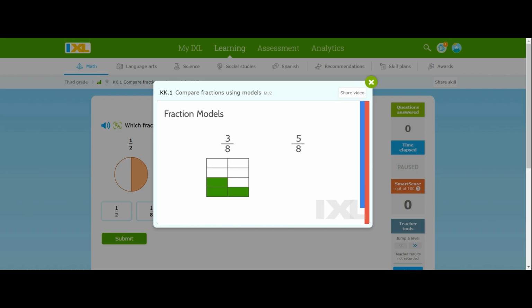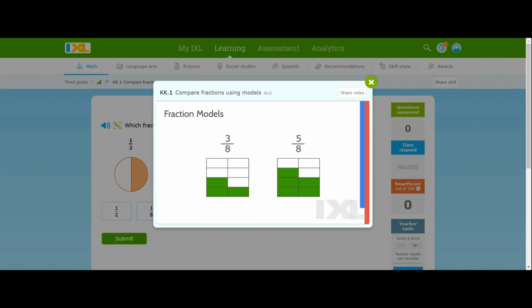What about 5/8? We'll again start with this square for one whole. The model again will be split into 8 equal parts, but 5 of the 8 parts will be shaded. This model shows 5/8. Now let's compare these fractions.